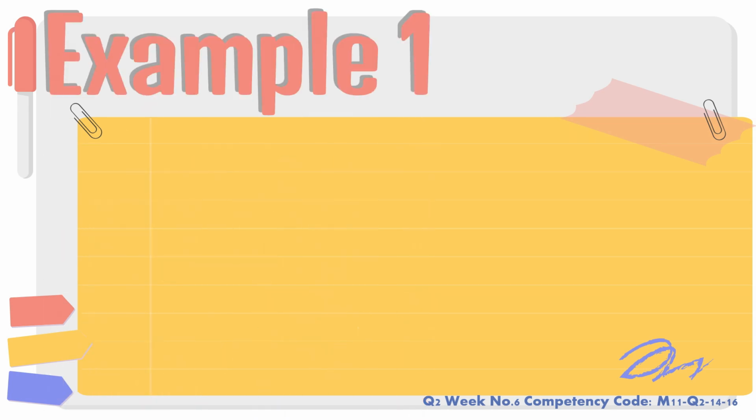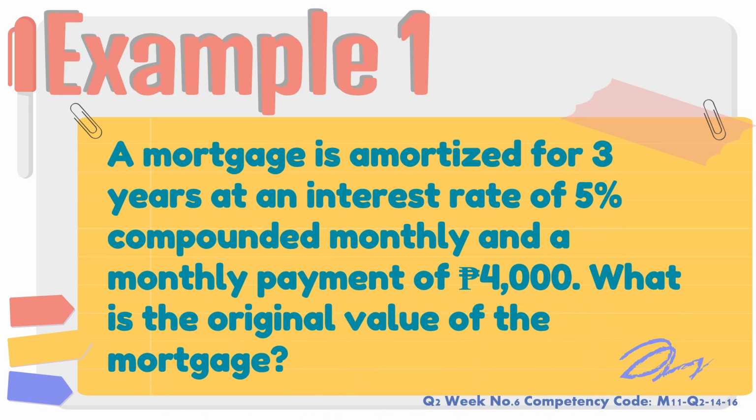Let's have example number 1. A mortgage is amortized for 3 years at an interest rate of 5%, compounded monthly, with a monthly payment of 4,000 pesos. What is the original value of the mortgage? On this given, we're going to find the original value, which is the PV in our formula.